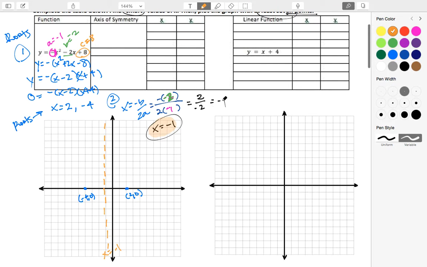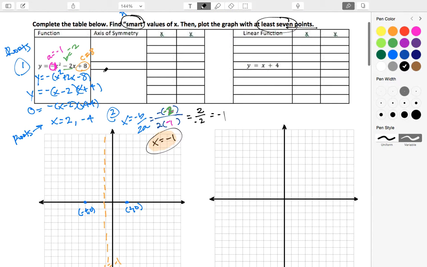Then at that point we can do step 3, which is actually finding some smart values. This table is a little different from class. Essentially, this section would go in the middle of x and y, but we would use the factored form of our quadratic to help us answer this. So I'm going to place that right in here. The factored form is negative times x minus 2 times x plus 4.